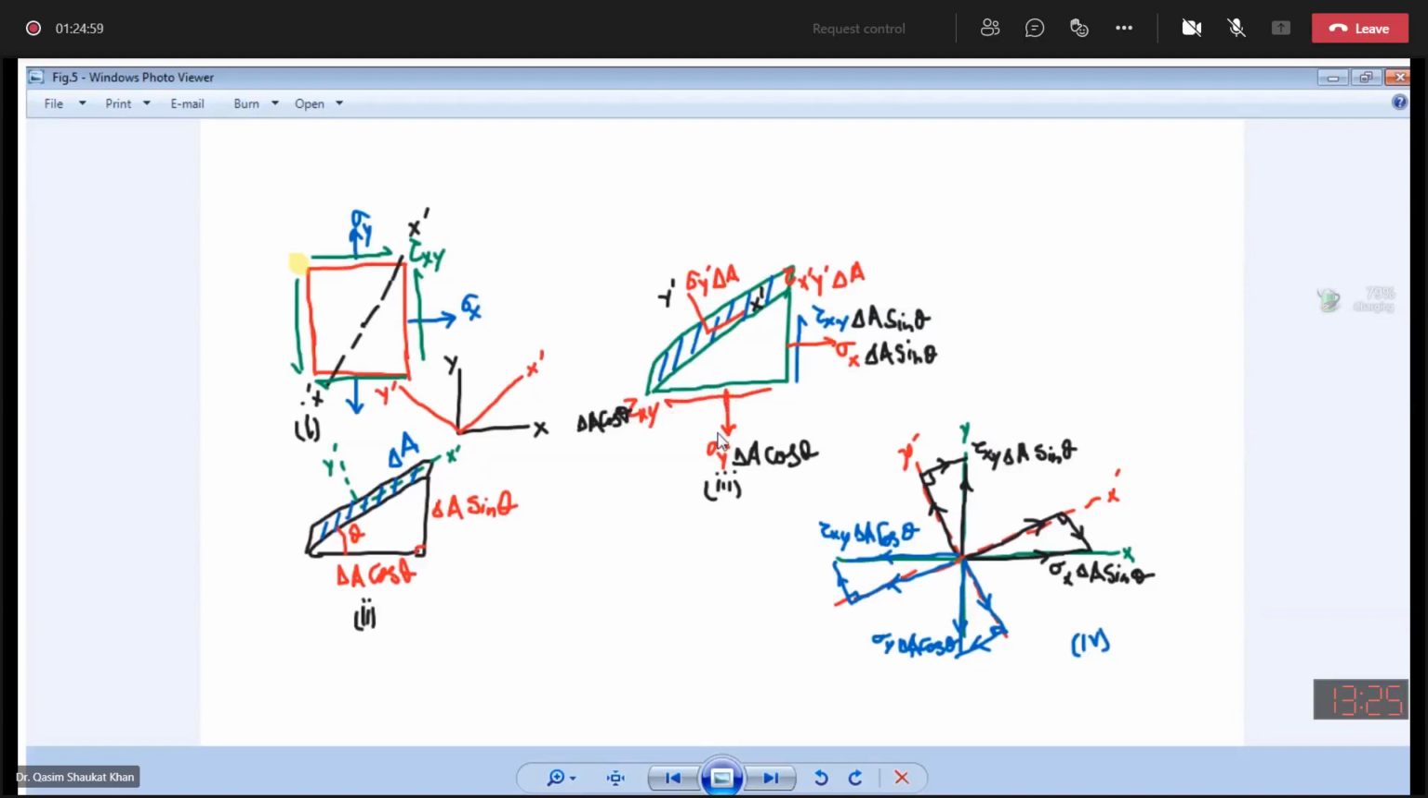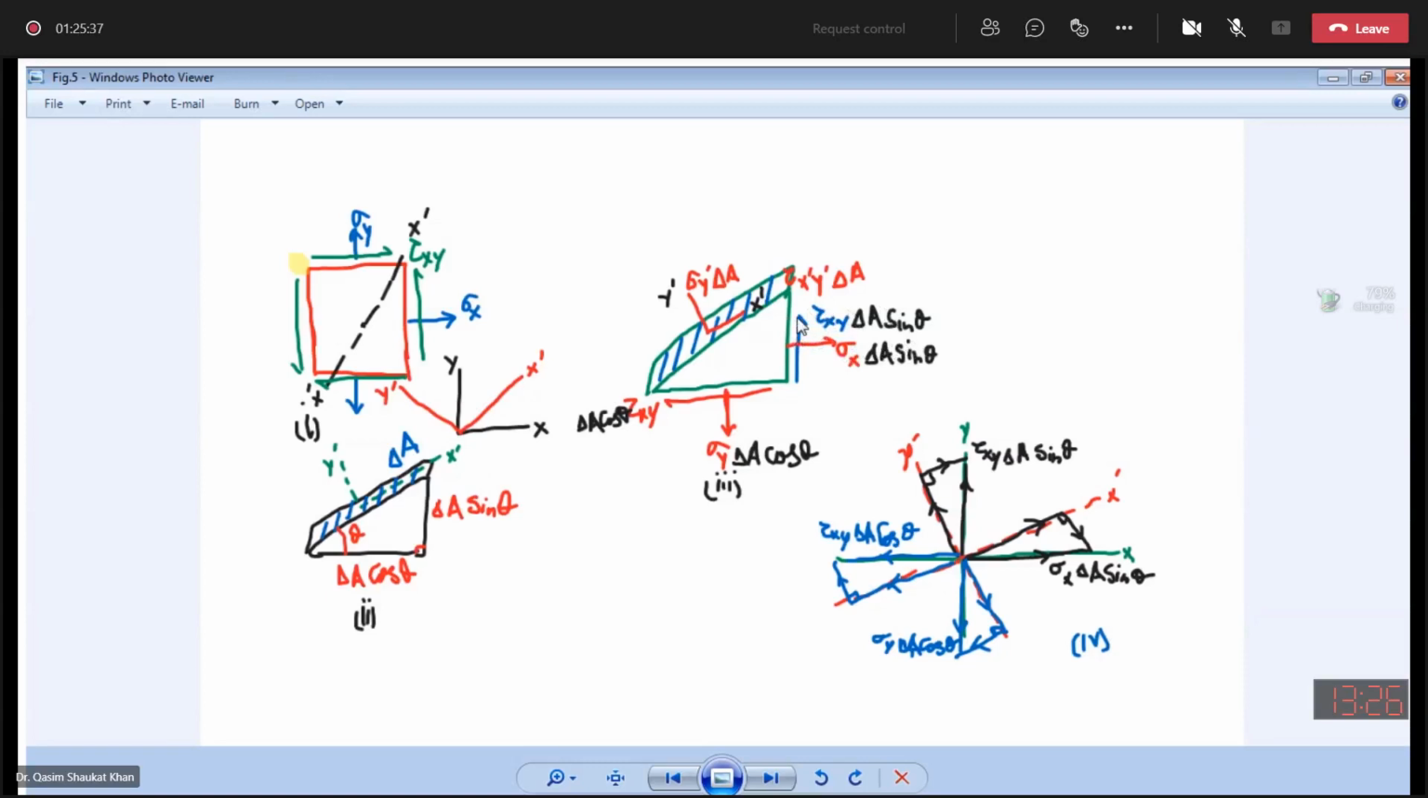Then we have sigma y, which we will multiply with delta A cos theta. So this normal stress is converted to a normal force. Then we have sigma x delta A sin theta and tau xy delta A sin theta. So we have converted the normal stress and the shear stress into their normal and shear forces.